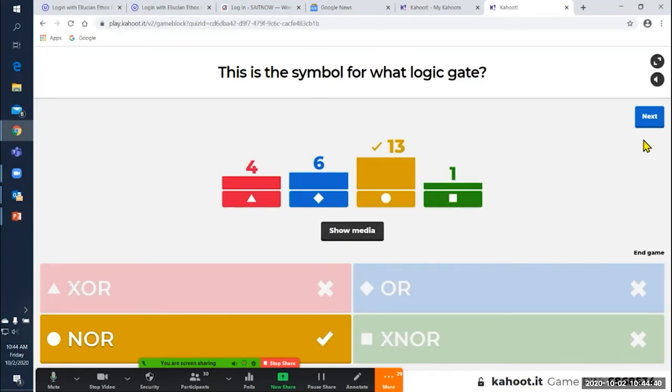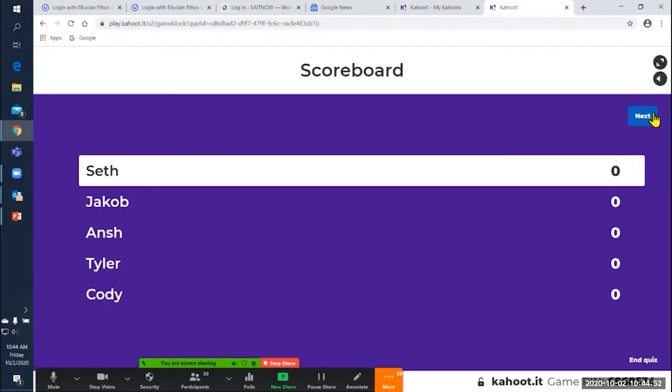Okay. 13 of you got a NOR gate. Only about 50%. That's not great. I would have expected better out of that. Let's move on to the second question. Seth, Jacob, Anch, Taylor, and Cody were fairly quick.